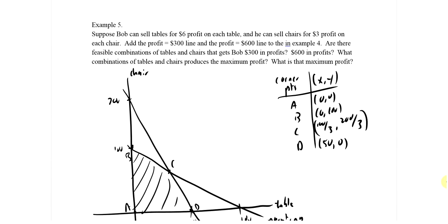So Bob, same problem as before. But suppose he gets $6 profit on each table, and sells chairs for $3 profit on each chair. So what is the profit equals $300 line? What is the profit equals $600 line? This should be added to the graph in example 4.